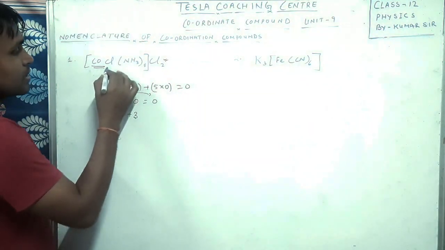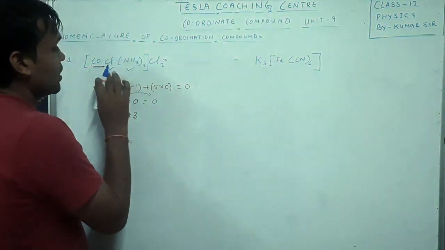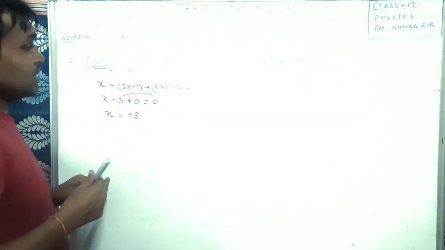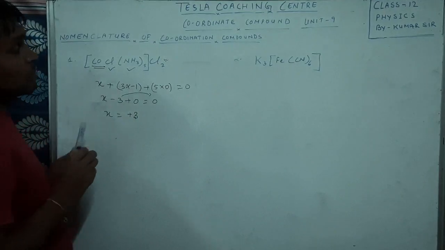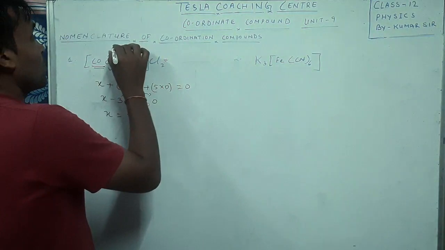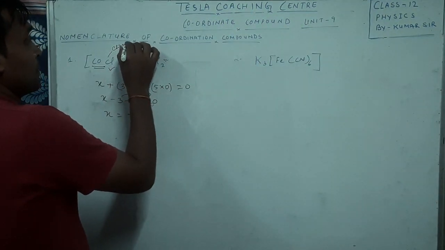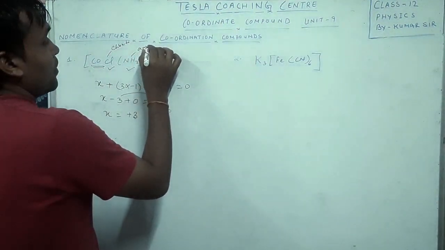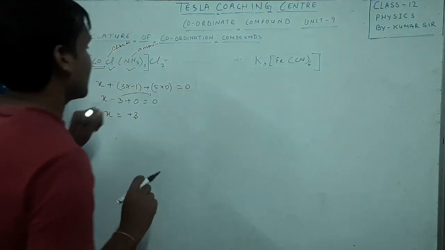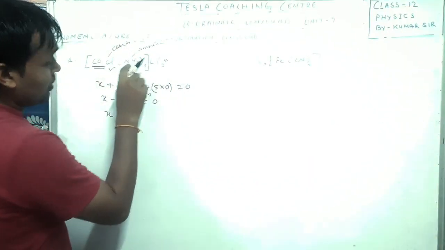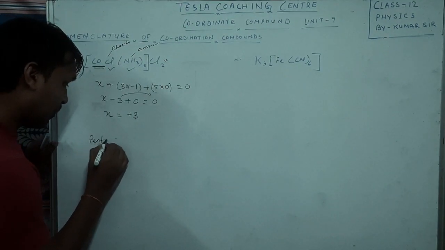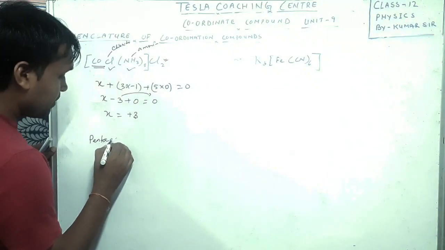As you can see clearly, there are two ligands here, one is Cl and one is NH3, right? So alphabetically, this one is called chlorido and this one is ammine. Which one comes alphabetically first? A comes first, so we'll start with this. How many ammines are there here? 5. So we'll write here pentaammine.